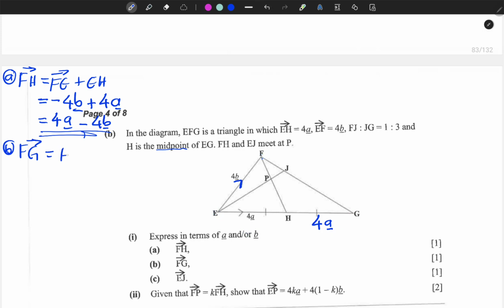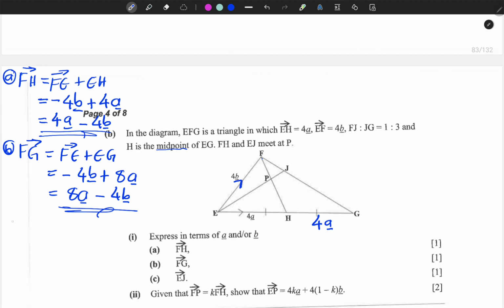F to G, we are going to use the same route, this one plus this one. So you say FA plus EG. FA is still negative 4b, then EG is 4a plus 4a gives us 8a. Then 8a minus 4b. So this is our final answer. If you want, you can factorize, but this is our final answer.